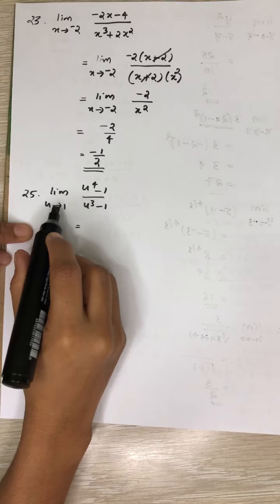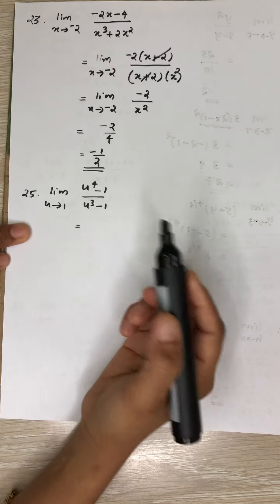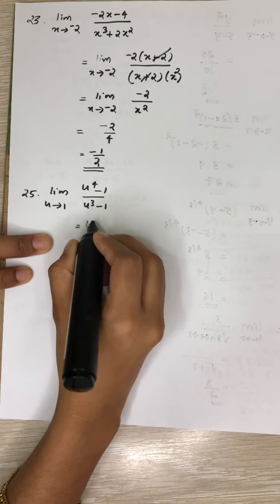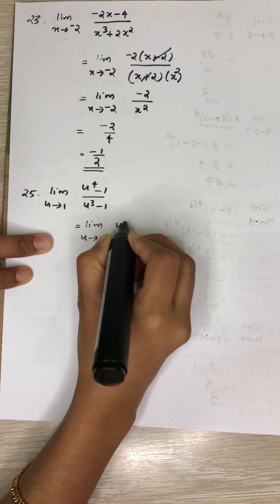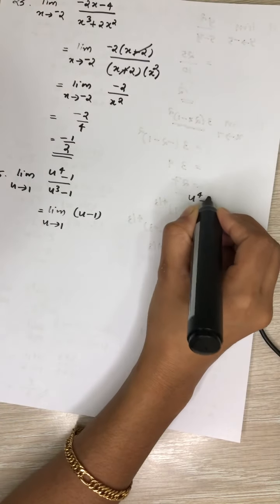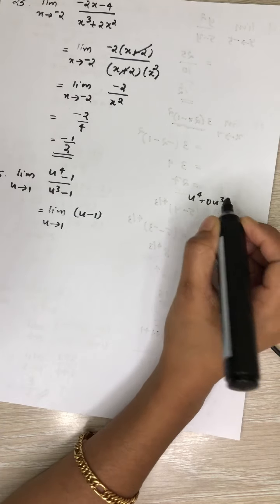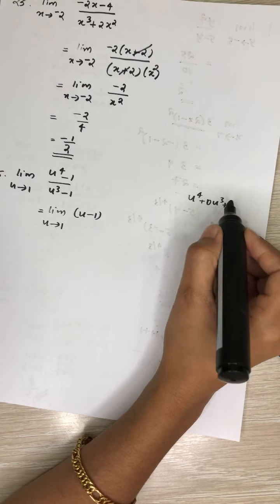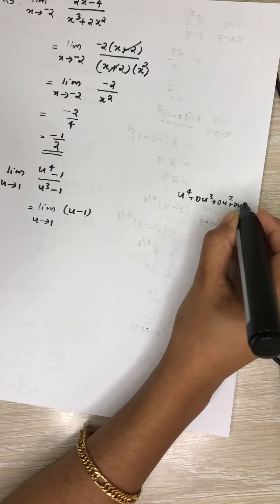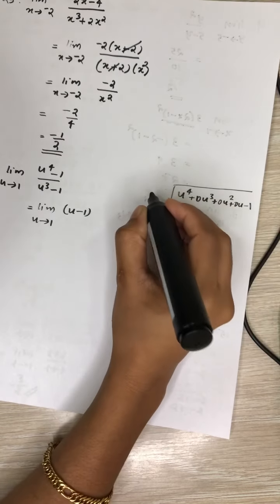Next question, limit u tends to 1, (u raised to 4 minus 1) by (u cube minus 1). To eliminate the zero denominator, we have to factorize. Limit u tends to 1, (u minus 1) into, to factorize, we can write u raised to 4 minus 1 as u raised to 4 plus 0u cube. Since it has no terms of u cube and u square, we can write this in this form, plus 0u minus 1, divided by u minus 1.